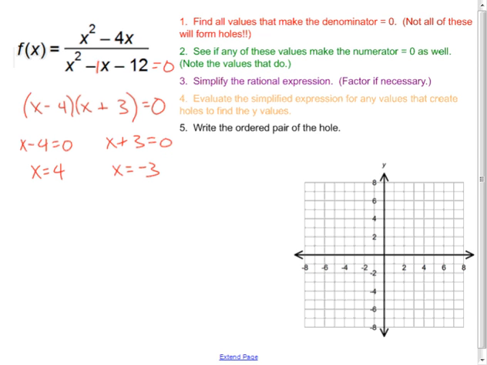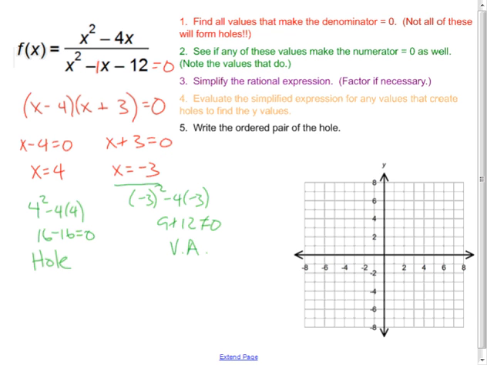Okay, well, they will make the denominator 0. Now, I'll just take a look and see if these values make the numerator 0. Well, for 4, it'll be 4 squared minus 4 times 4, and that's 16 minus 16, which is 0. That will create a hole. If I take a look at negative 3 squared minus 4 times negative 3, you probably know already that 9 plus 12 is not 0. That will create a vertical asymptote. The vertical asymptote's equation is already done, because when you make the equation of a line, you only need the one variable. But for a hole, you need to find the x and the y value, so we have to continue on.